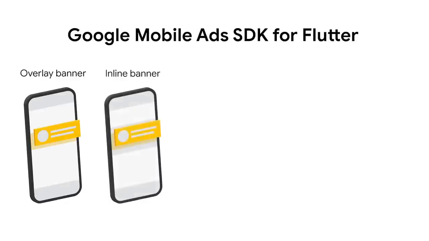Second, an inline banner. Actually, it's just another variation of the banner ads, but the main difference here is that the overlay banner is floating on top of a Flutter view, but the inline banner allows you to integrate it into the widget tree so the ads can appear inline with app content.